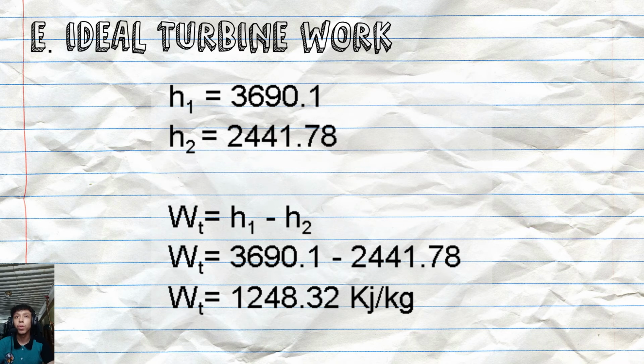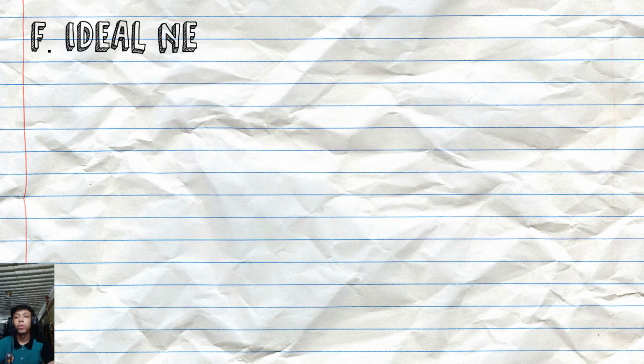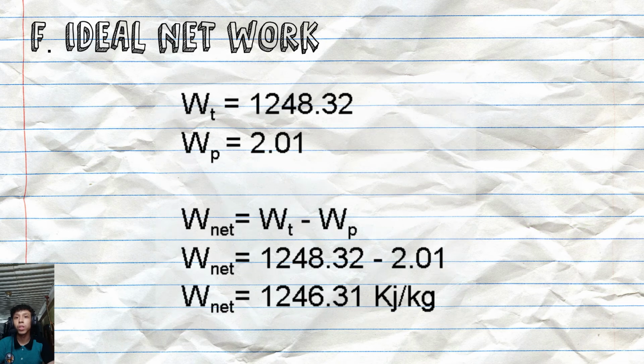For the ideal turbine work, the givens are H1 is equal to 3690.1, H2 is equal to 2441.78. The formula is the turbine work is equal to H1 minus H2. By substituting the values, the solution is 3690.1 minus 2441.78. So, the ideal turbine work is equal to 1248.32 kilojoules per kilogram.